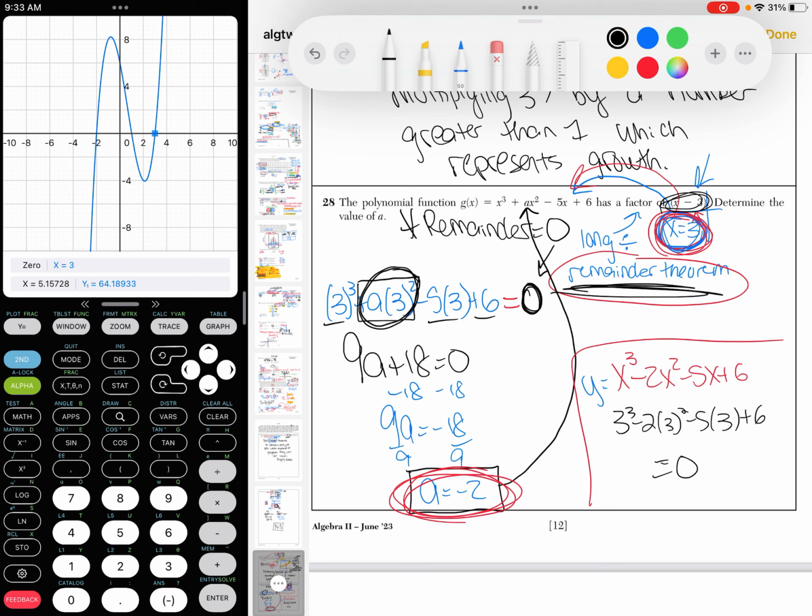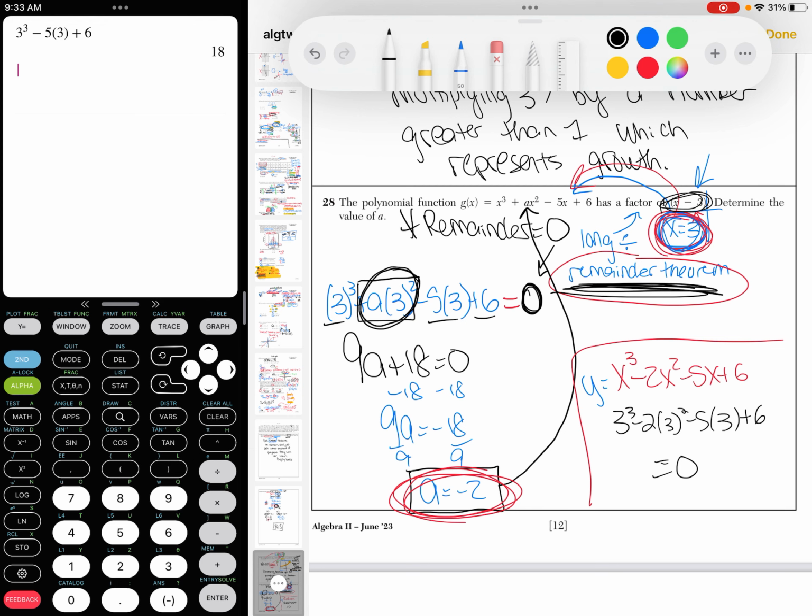But knowing the remainder theorem in and out was really important for this question. Sometimes on the exam, they don't just ask you specifically, do the remainder theorem. It's in code, and you have to figure out what you know and use it to your advantage.